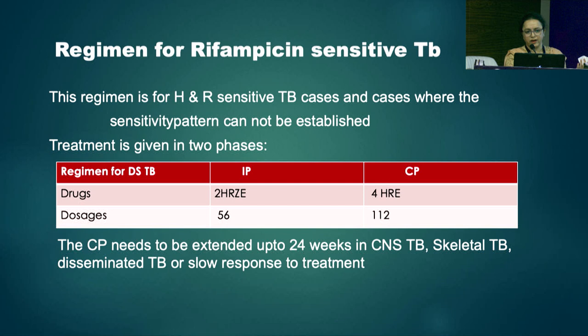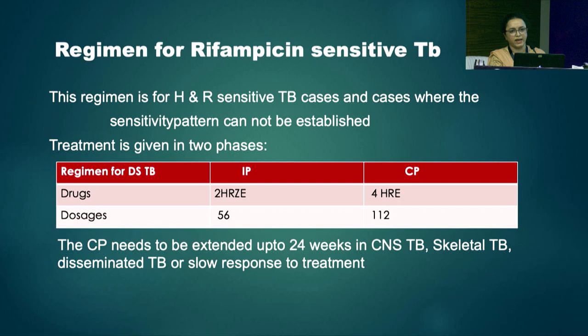So this is a regimen for drug sensitive TB. The intensive phase is of 4 drugs for 2 months, and the continuation phase is of 3 drugs for 4 months. The continuation phase can be extended by further 6 months in certain cases like CNS TB, skeletal TB, or disseminated TB. So even though the regimen is of 6 months, we can further extend it by another 6 months, especially in cases of skeletal TB.